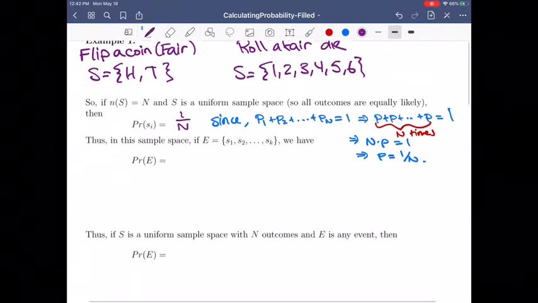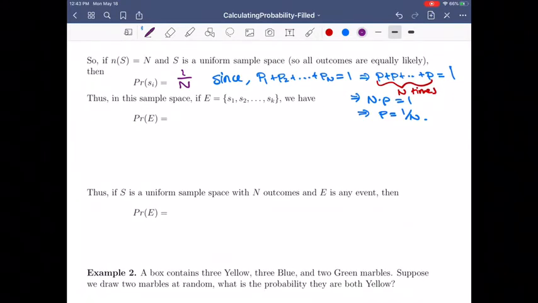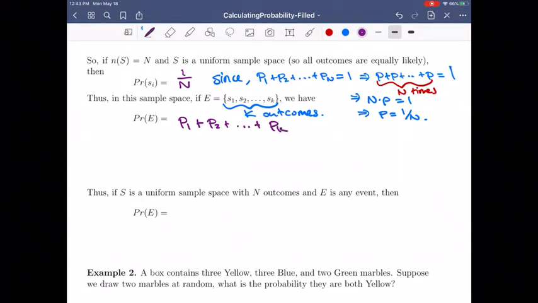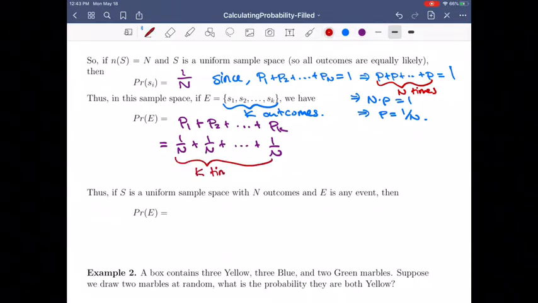Now, if we're in a uniform sample space and we have an event E, where E has K outcomes in it, it doesn't matter if they're the first K, just any K outcomes, then the probability of E is going to be these probabilities added up: p1 plus p2 up until pk, the probabilities of each outcome. But each of these is 1 over capital N, so I'm adding up 1 over capital N, K times. When adding fractions with a common denominator, we can just add the tops. So 1 plus 1 plus 1, K times, is just K. The probability of E is the number of elements in E divided by the number in the sample space.